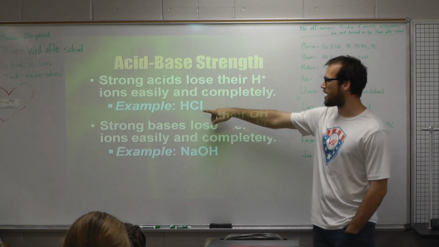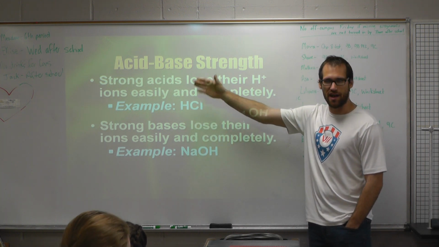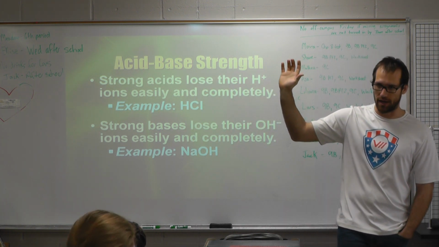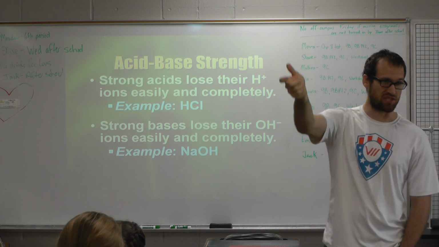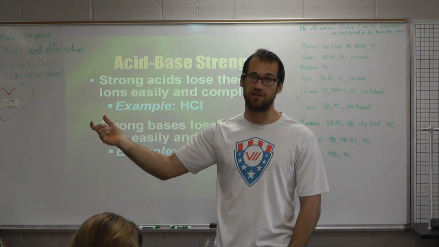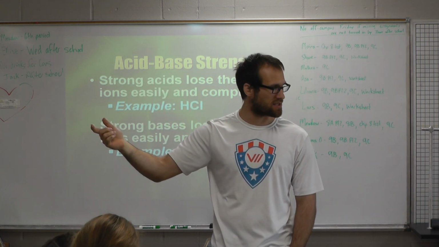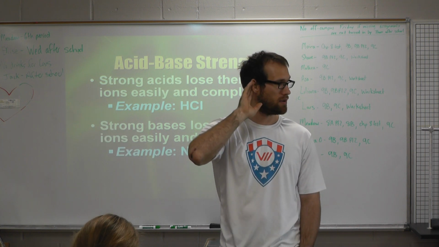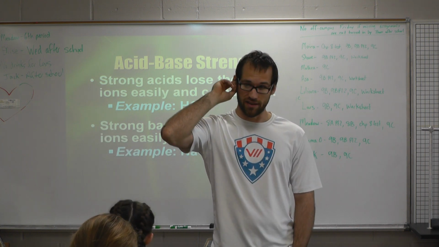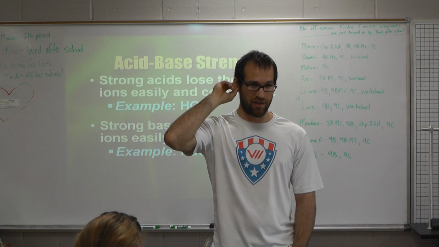And I showed you the other day how if I have HCl, I could break it up into hydrogen and chlorine. And if I have a mole of HCl, I would have a mole of hydrogen. This is not the case if it's a weak acid, because weak acids don't give all of it. They give off some of it.